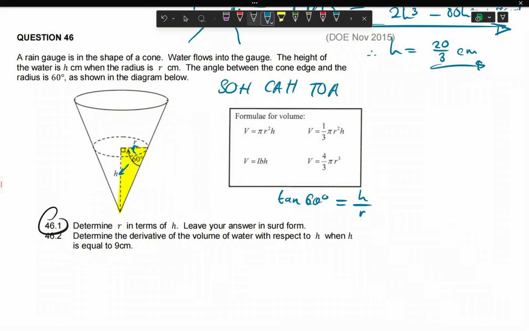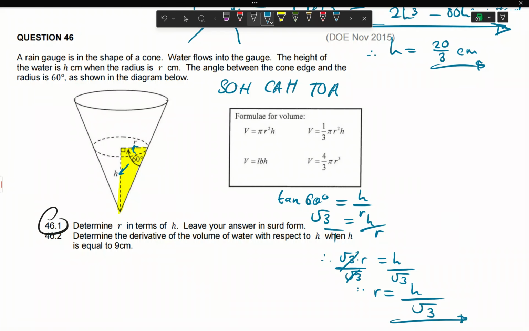So now let me see, the tan of 60 is the square root of 3. Tan of 60, square root of 3, is equal to h all over the r. So now from there, guys, we have to determine r in terms of h. Cross multiplication there, you'll have square root of 3 times r equals the h there. Divide both sides by square root of 3. Therefore, r in terms of h is h all over the root 3. This is your answer there.